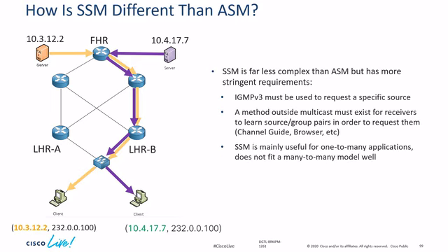Because of the nature of SSM, meaning that we're requesting a specific source, it's mostly useful for one-to-many applications. It doesn't really fit a many-to-many model very well. And the reason, of course, is that because we need that method outside of multicast to know who our sources are, if we're using a many-to-many model, often that requires a lot of updates to that channel browser or website or whatever it is that we're using to list the sources.